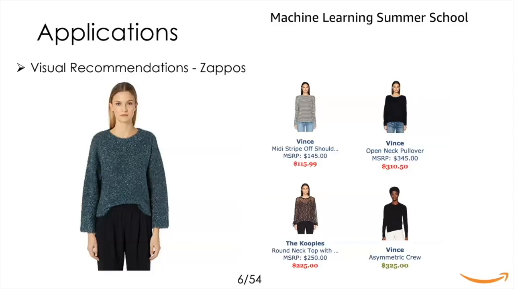Another place where you can see CNN at work is in visual recommendation. If you've been to the Zappos store, which is the clothing and shoe retailer owned by Amazon, it has a widget that provides visually similar recommendations. So this is the product that you're looking at, and it gives you visually similar recommendations. And this engine is powered by CNNs.